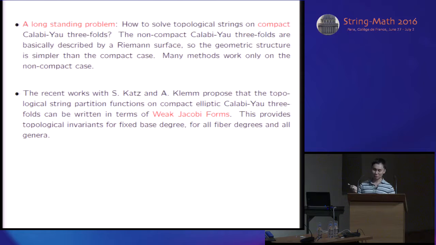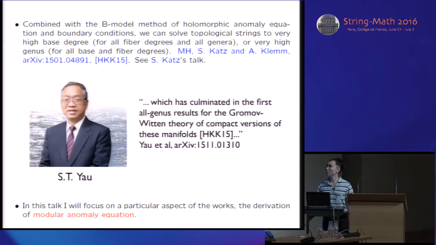As you heard in the last talk, the recent work with Sheldon and Albrecht proposed that topological string can be written in terms of a weak Jacobi form. This provides a very powerful constraint for fixing the topological string amplitude. Then, combined with the B model method of holomorphic anomaly equation and boundary conditions, we can solve topological string to a very high base degree or very high genus for all base and fiber degrees. This is discussed in Sheldon's talk.